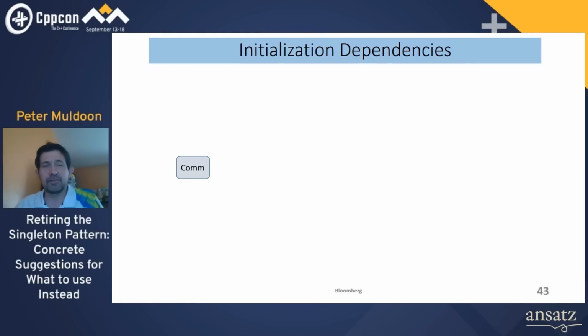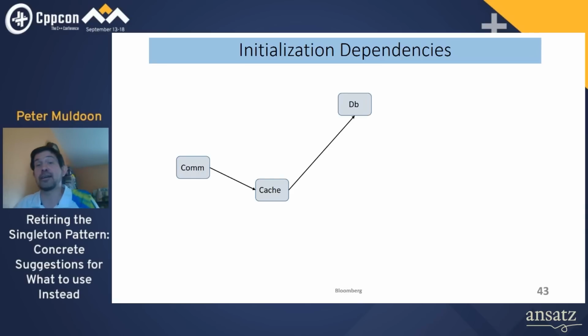Now, when I have the traditional singleton approach, there is generally not going to be a single singleton. You can probably count yourself blessed if that is the case. What happens is a singleton will usually reach out to another singleton. And here I have a comms, and it's going to reach out to a cache for some reason. This cache reaches out to a DB singleton. And this DB singleton gives it persistence or whatever. It doesn't really matter.